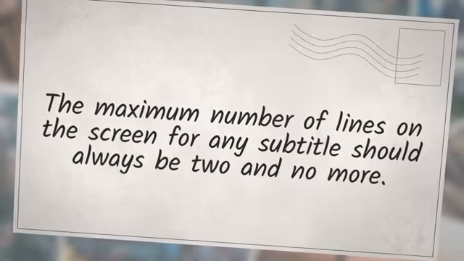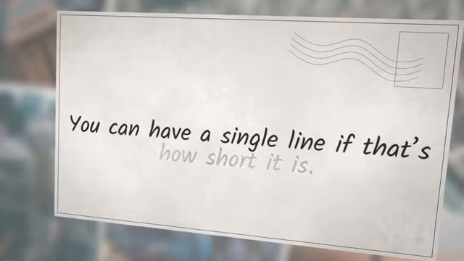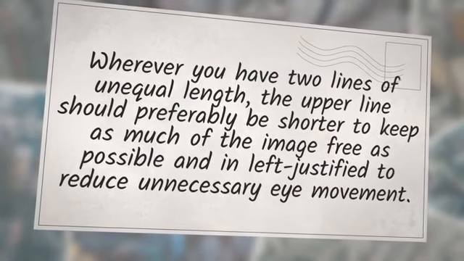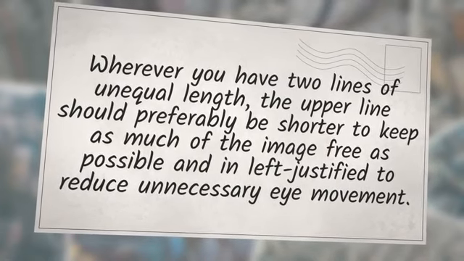The maximum number of lines on the screen for any subtitle should always be 2 and no more. You can have a single line if that's how short it is. Wherever you have two lines of unequal length, the upper line should preferably be shorter to keep as much of the image free as possible, and be left justified to reduce unnecessary eye movement.